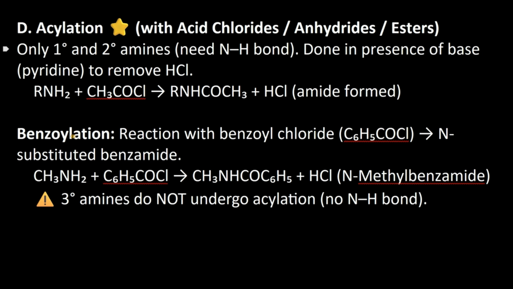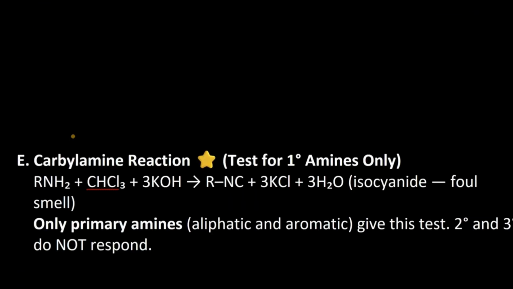Okay, that will form an acetamide, with CH3CO attached to the RNH group. So one of those hydrogens will be replaced by CH3CO or whatever the group you are adding over there. Then benzoylation, amines with benzoyl chloride, which will form an N-substituted benzamide with HCl. Again, this will not be suitable for tertiary amines because there is no hydrogen.